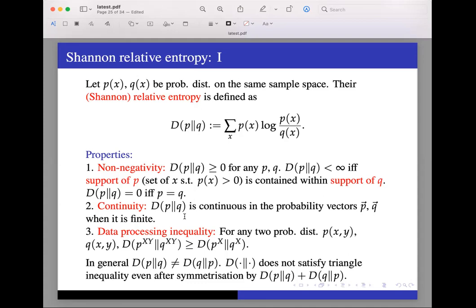The next property is continuity. Relative entropy is continuous in the probability vectors P and Q when it is finite. As long as it's finite, it's continuous, which is because of the continuity of the log function. Okay, the data processing inequality. This is a very important inequality, and as the course proceeds, you will see how important this property is. What does it say? It says that if I take two probability distributions P and Q, but now I'm thinking of probability distributions on a joint alphabet X, Y, then the relative entropy of the joint probability distribution is larger than the relative entropy of the marginals.